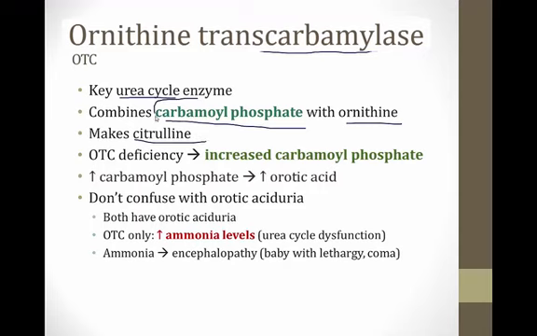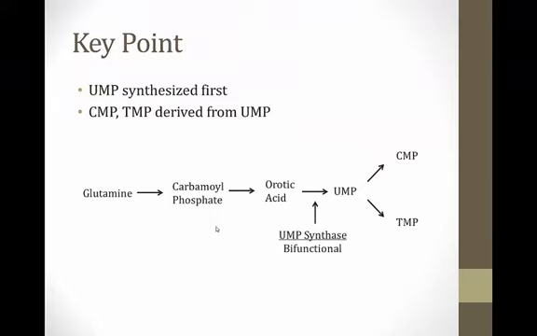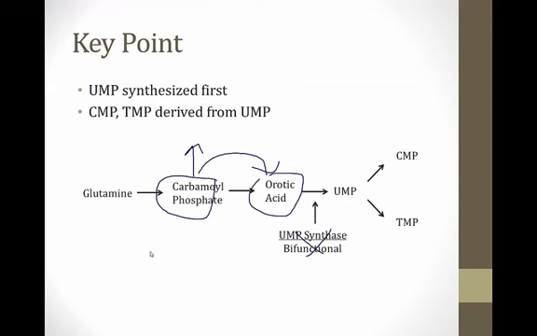Remember that carbamoyl phosphate plays a role in both the urea cycle and in pyrimidine synthesis. So if you have an OTC deficiency, you will get very high levels of carbamoyl phosphate, and those molecules can be converted into orotic acid to give you high levels of orotic acid. If we go back to our overview slide here, in OTC deficiency you get very high levels of carbamoyl phosphate, and that gets converted into orotic acid and gives you high levels of this molecule as well. But the reason for the high levels of orotic acid is very different from in orotic aciduria, where you have dysfunction of the UMP synthase enzyme.